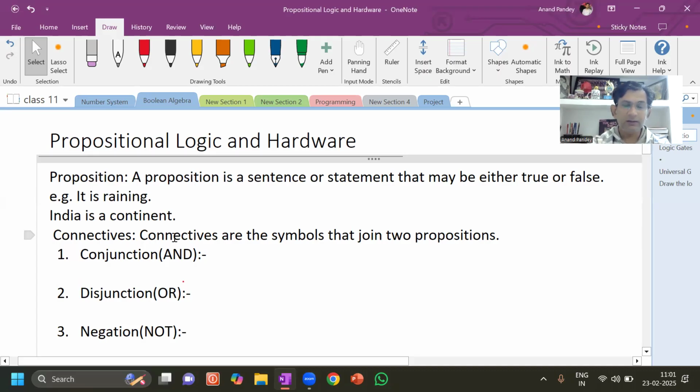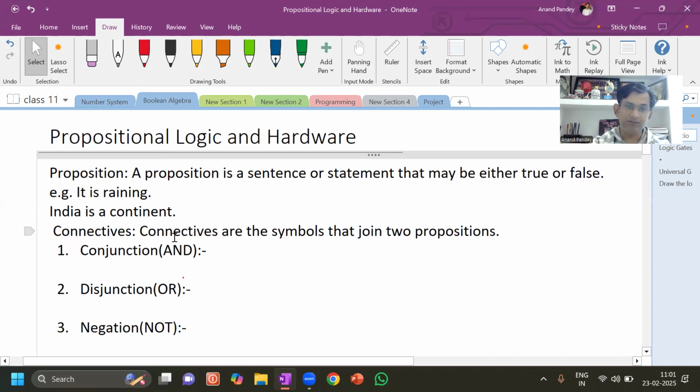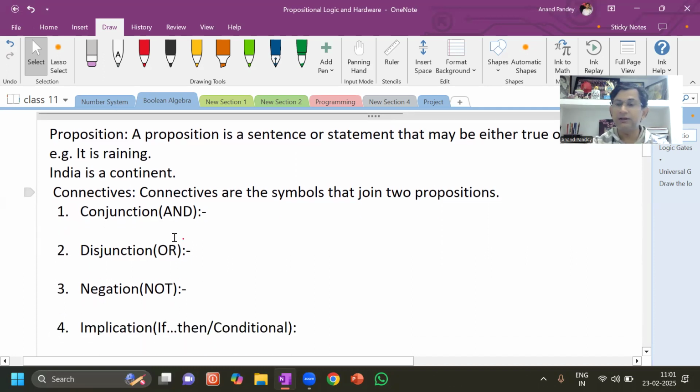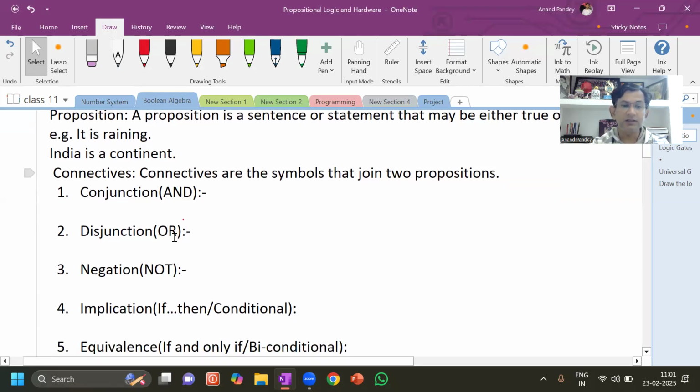Okay, now coming to the next topic, that is connectives. Connectives are the symbols which are used to join two or more propositions. Some 5 connectives I am going to teach you. There are 5 connectives in Boolean algebra. You can see on the screen: conjunction, disjunction, negation, implication and equivalence. So these are the symbols which are used to join two or more propositions.